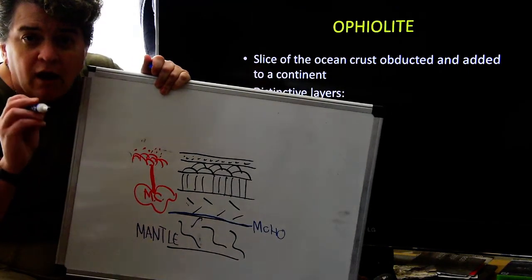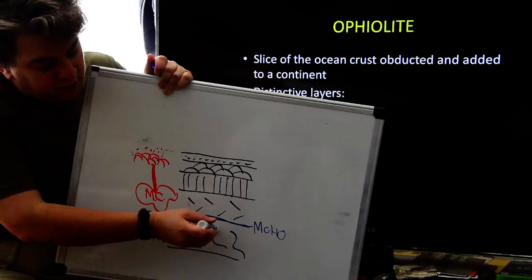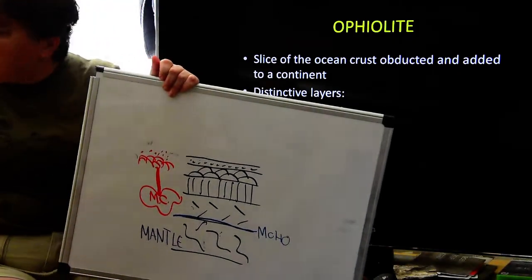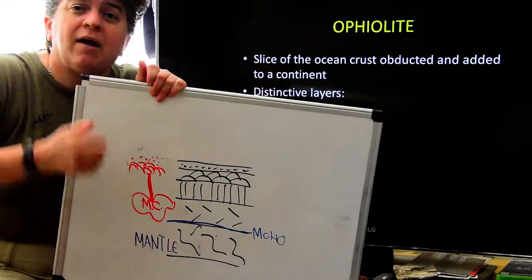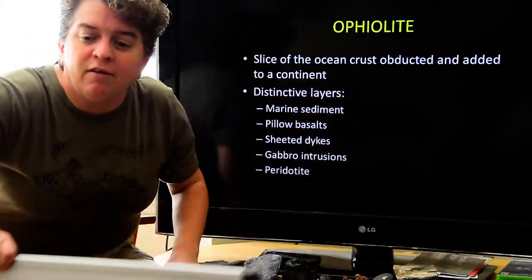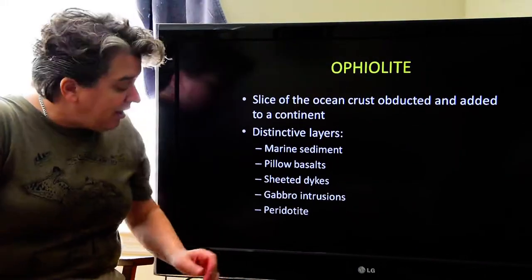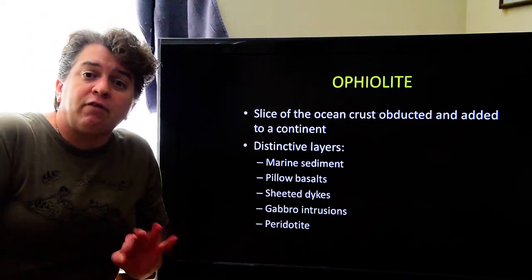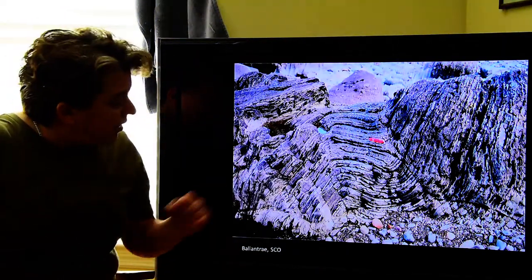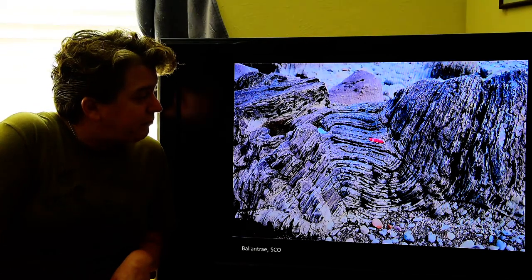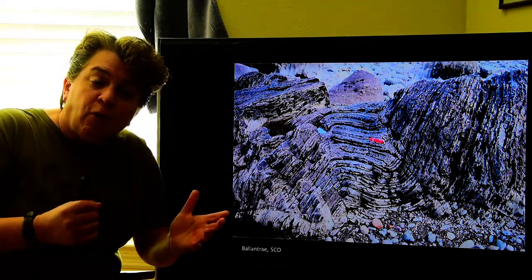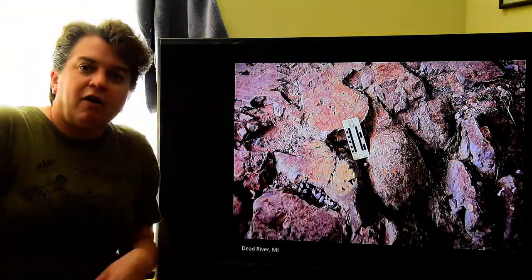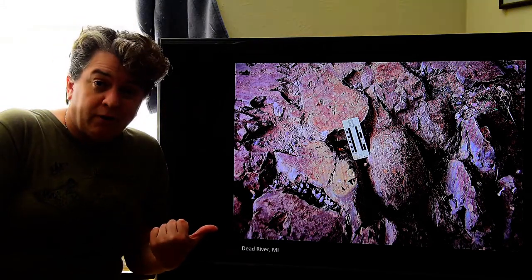And one of the reasons I like ophiolites is usually geologists can't visit the mantle. But in these ophiolites, we actually have little slices of the mantle captured and brought to us so we can actually study it. And that's what makes ophiolites special. So let's take a look at what these layers of the ophiolite look like. This is marine sediment. It's a little bit deformed, a little bit folded, because imagine the forces involved in subduction. Oops. These are pillow basalts.